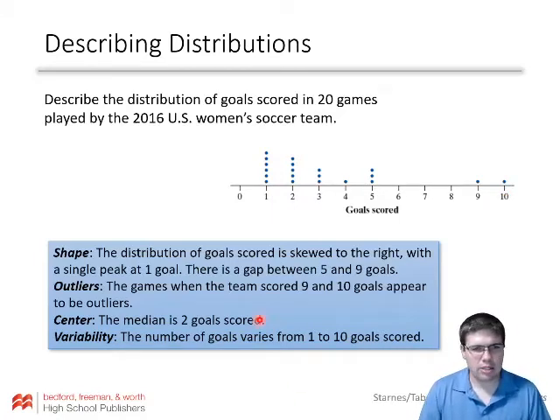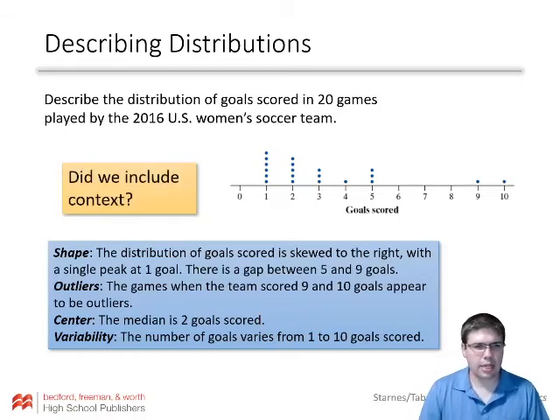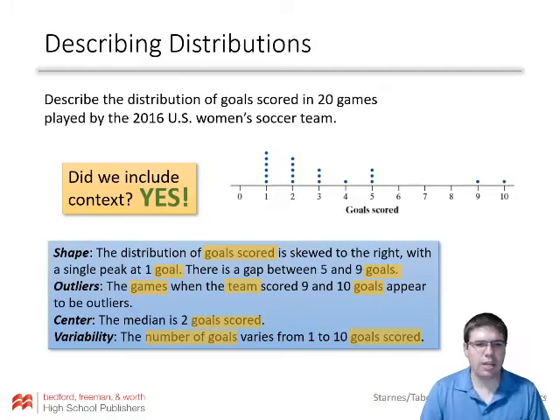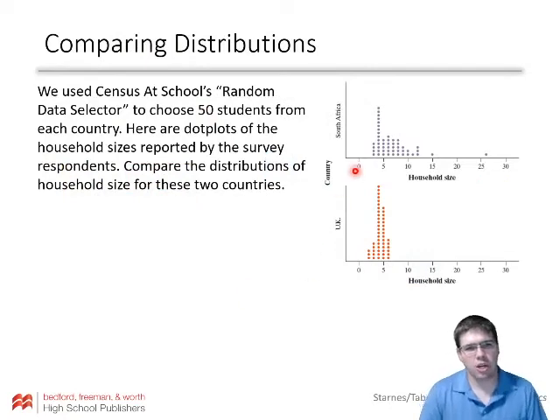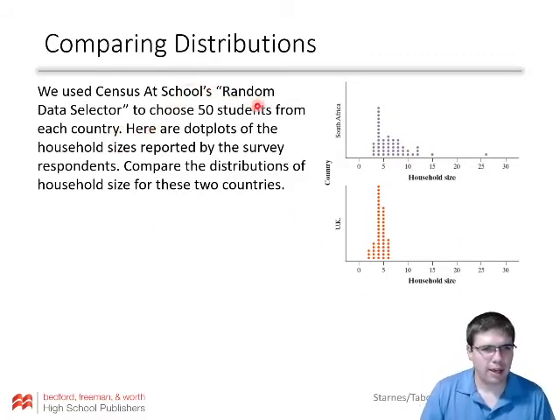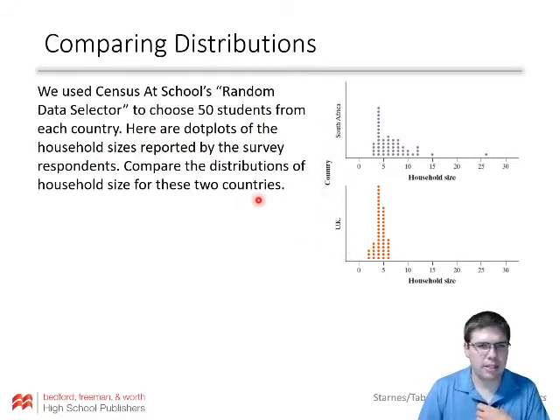And so then we always want to make sure, did we include context? And this is the answer, yes. So they did talk about goals, games, team goals, and so on and so forth. So make sure that you are doing that. All right, so then when we go to compare distributions with dot plots, we want to make sure we touch on all of those things. We'll compare centers, compare shapes, compare spreads. So they chose 50 students from each country, from the United Kingdom and South Africa.